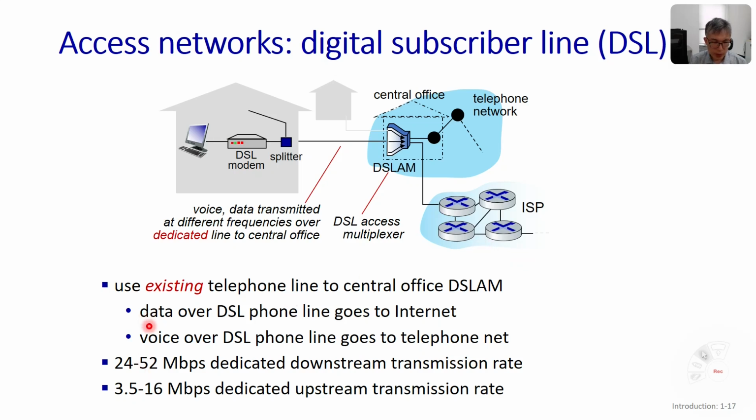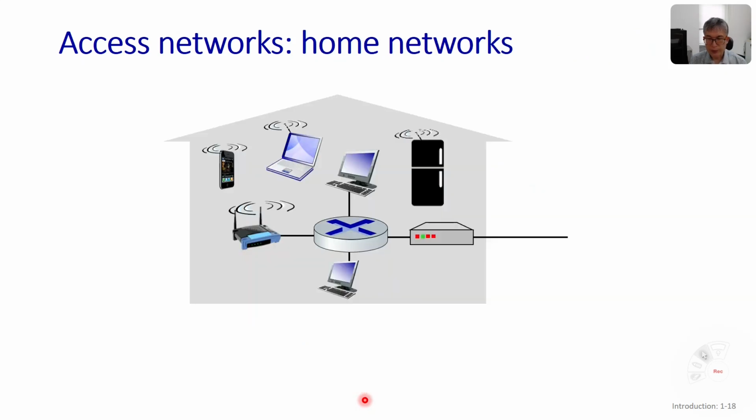Data and voice go separately. Data over the DSL phone line goes to the internet. On the other hand, voice over the DSL phone line goes to the telephone network. And then 24 through 52 Mbps dedicated downstream, and on the other hand, 3.5 through 60 Mbps dedicated upstream. Okay. So another access network is wireless LAN, also using a simple switch.